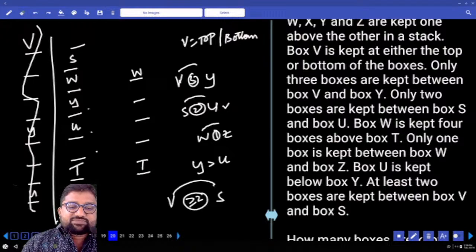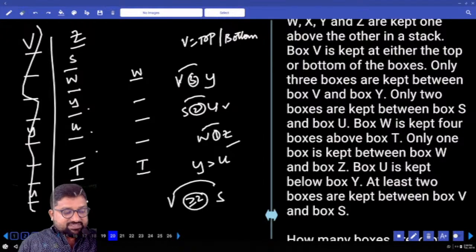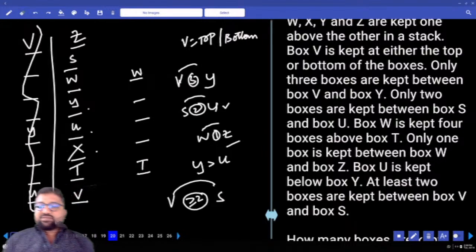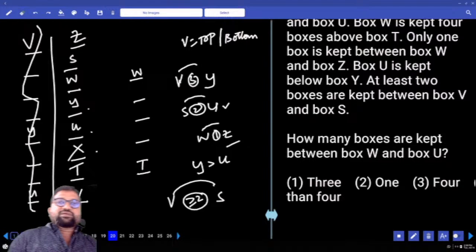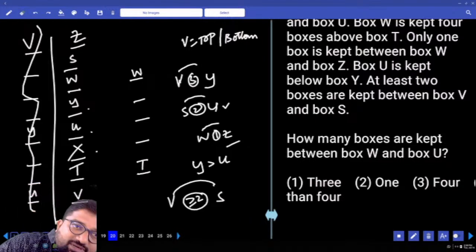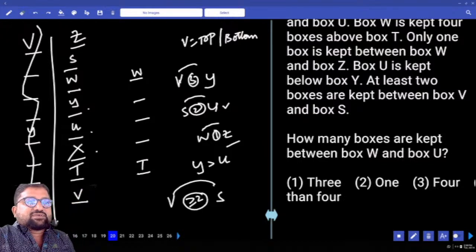Next, 1 box between W and Z. Person got. What is the name of the remaining person? X. Done? Explore the possibilities. In the exam also you will come across the same situation. Speed is important. How fast you try to solve the question is important.